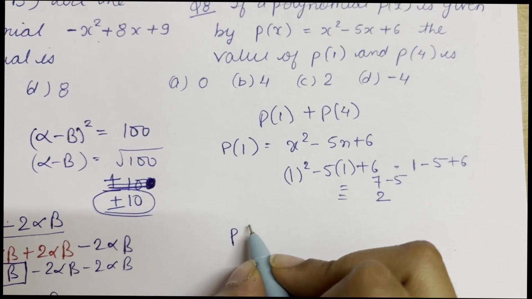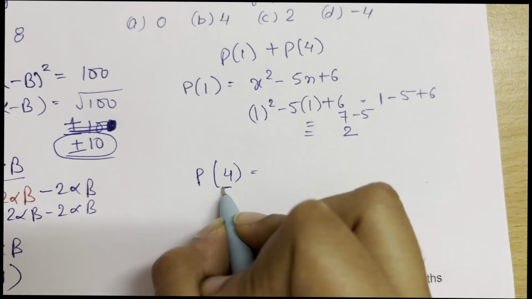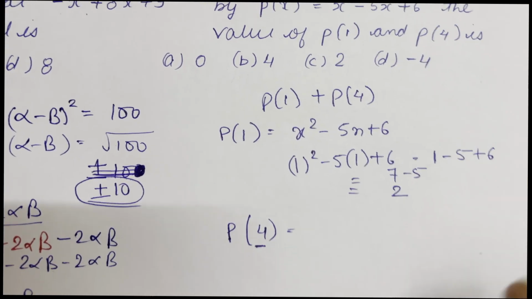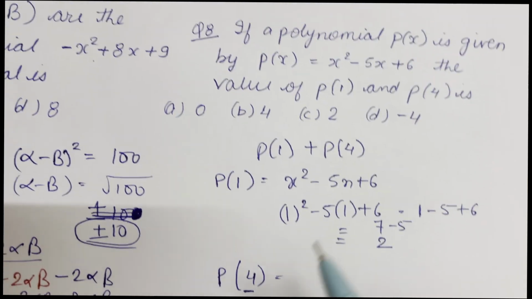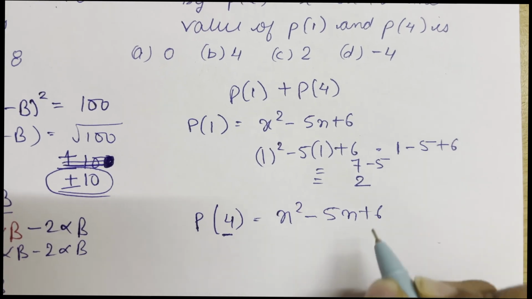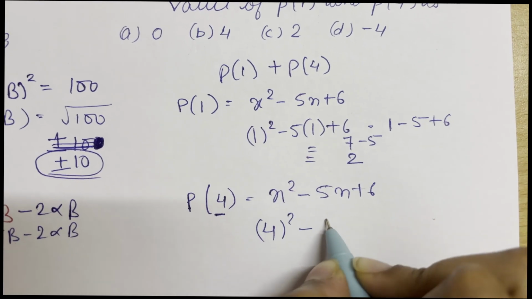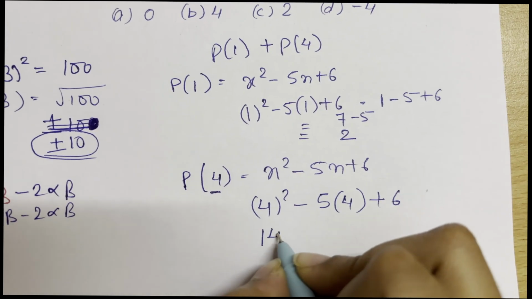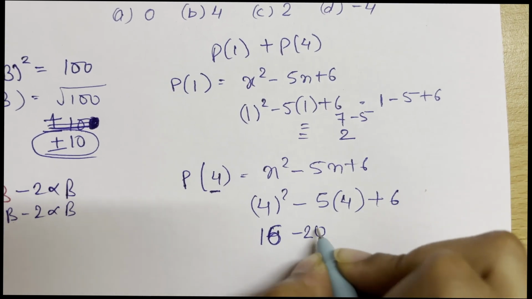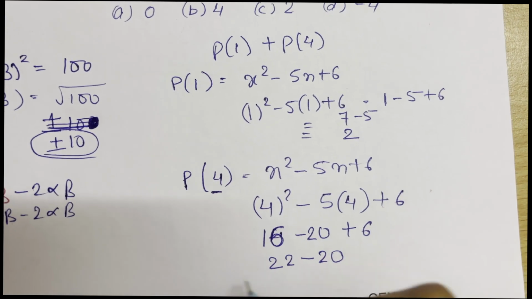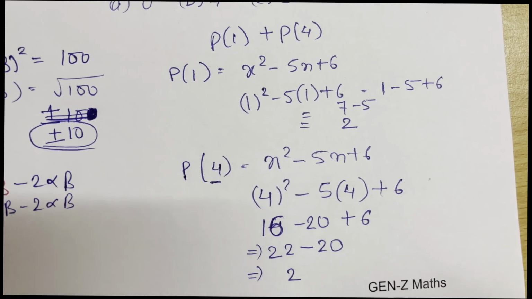Now we are asked to find p4. So here the value is 4. What we'll do is, at every place of x in the equation, we'll put the value of x as 4. x square minus 5x plus 6 becomes 4 square minus 5 into 4 plus 6. 4 square is 16, minus 20, plus 6, that is 22 minus 20, which is equal to 2.